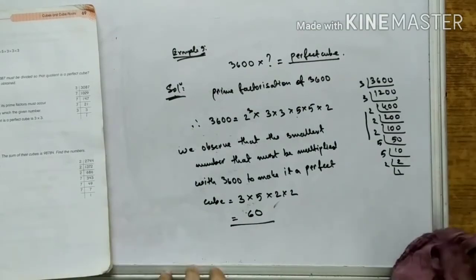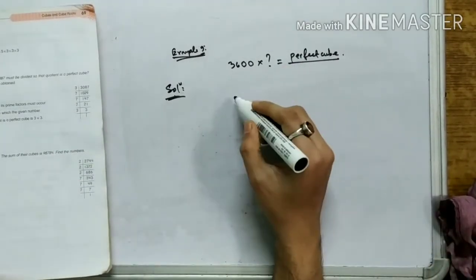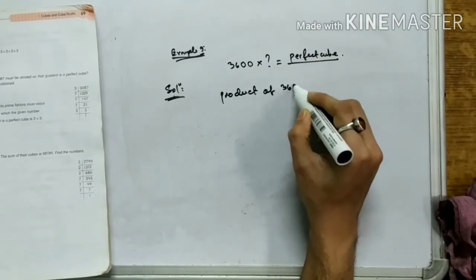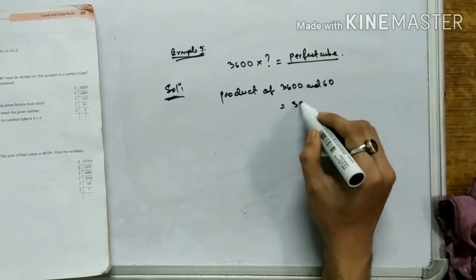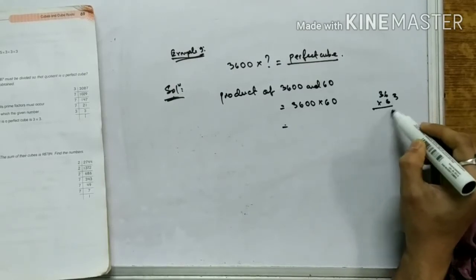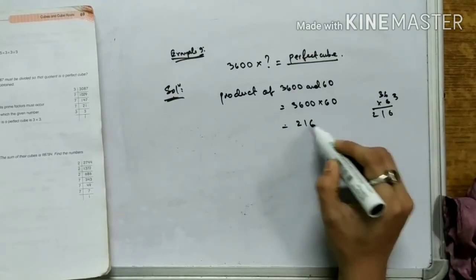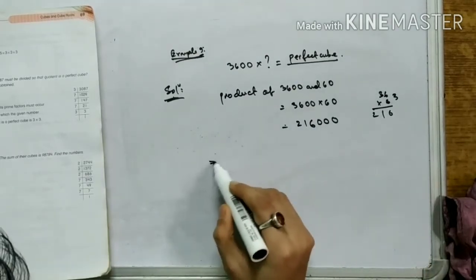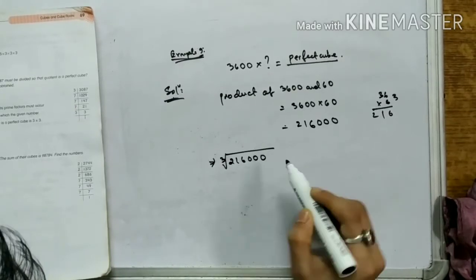Understand? And then the question is asking, further find the cube root of the product. So the product of 3600 and 60 equals 3600 into 60. So this is 36 into 6, 6 6s are 36, 3 6s are 18, and we get 216000. This will be the product. And then I will find the cube root of 216000.